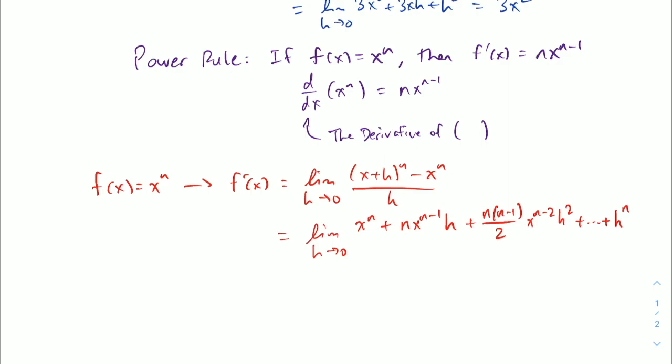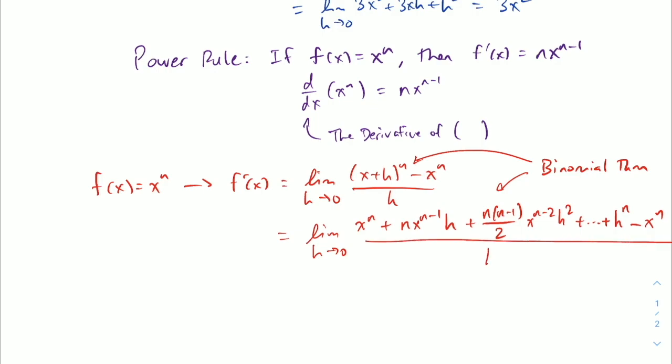So we'll go all the way down till we've eliminated all the x powers, and we've raised the h to the power n. Okay, so that's x plus h to the n. Again, that's the binomial theorem. And then we subtract x to the n, and we divide by h.